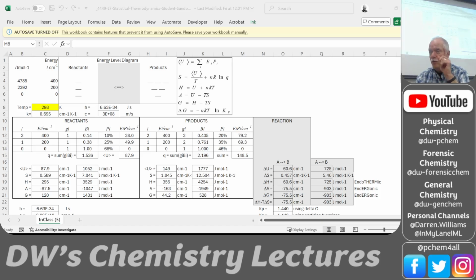We have only one T. We don't have a delta T, but we've got T times delta S. And so that means that if we want a negative Gibbs energy, if we have a negative enthalpy and a positive entropy, then it's going to be spontaneous no matter what. How do we get an increase in entropy? Look at our products. We have lots of degeneracy. Okay, what's another way to get a huge entropy?